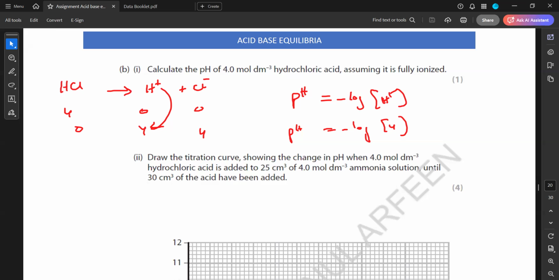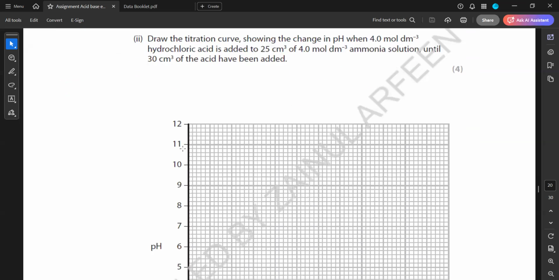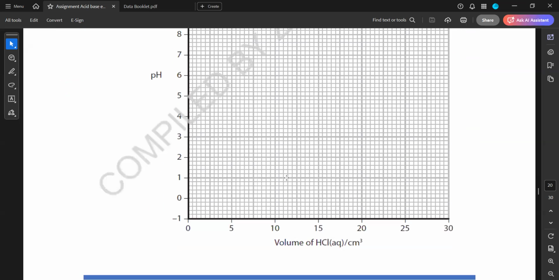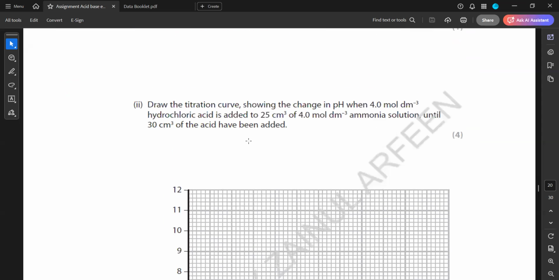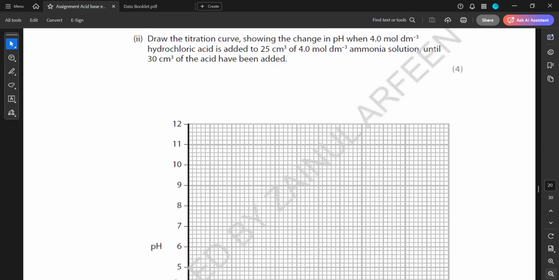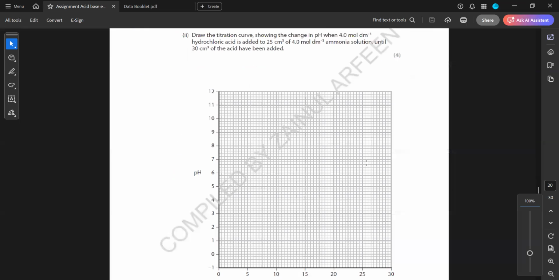0.6. Okay. So 0.6. Yeah, minus 0.6. Okay. And the pH scale is given. So for now, draw a titration curve. As you can see, this is a titration curve.